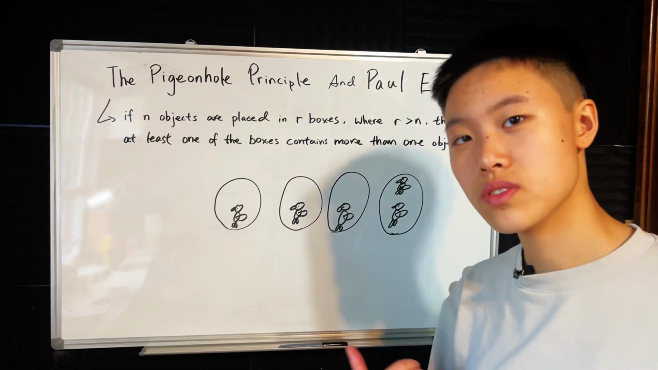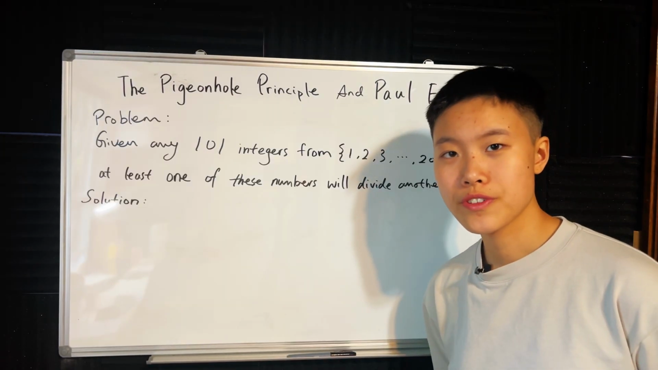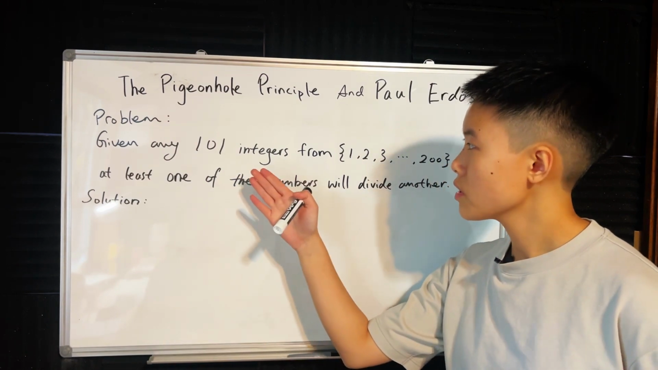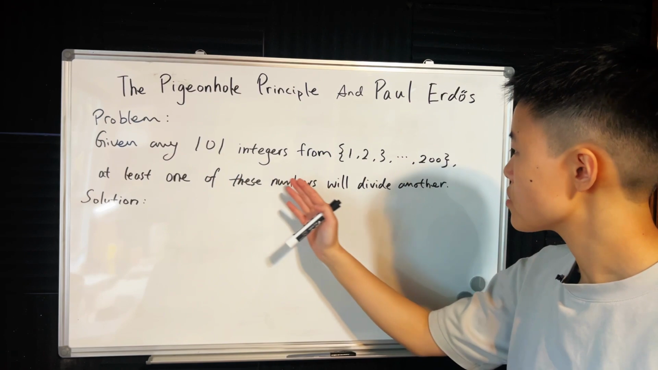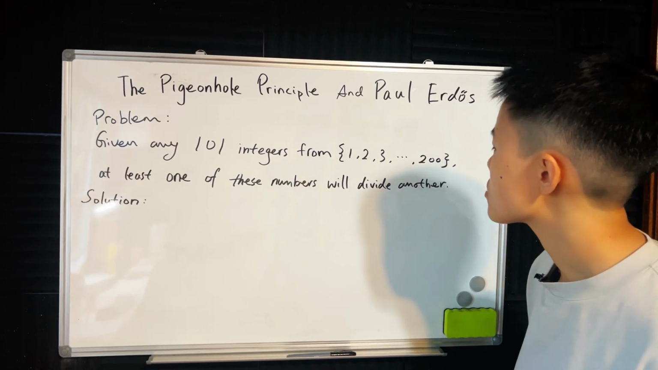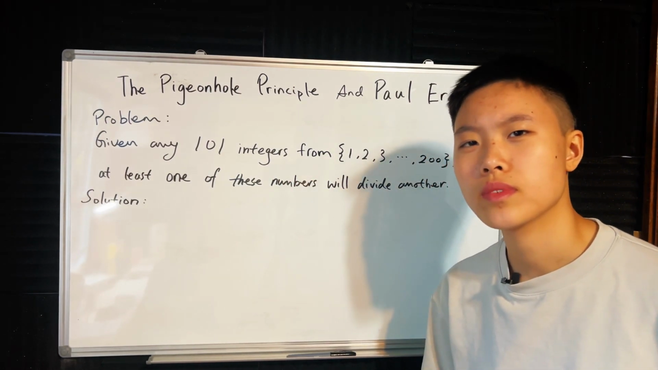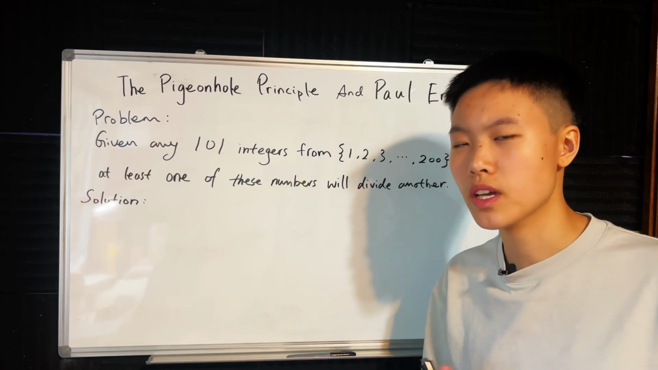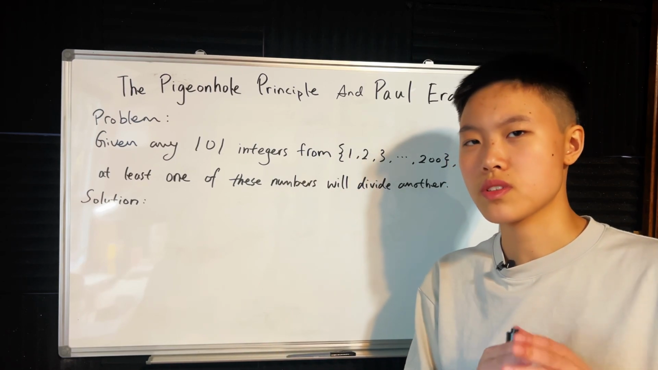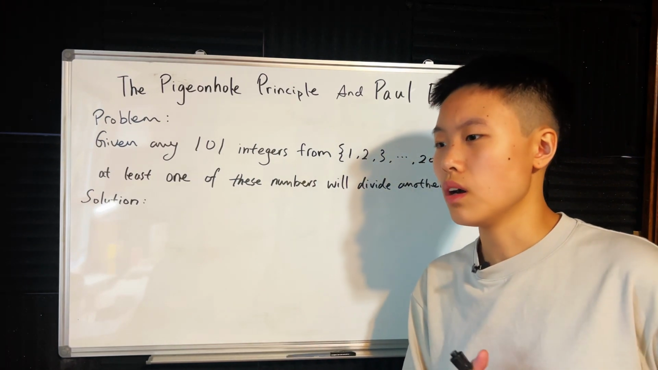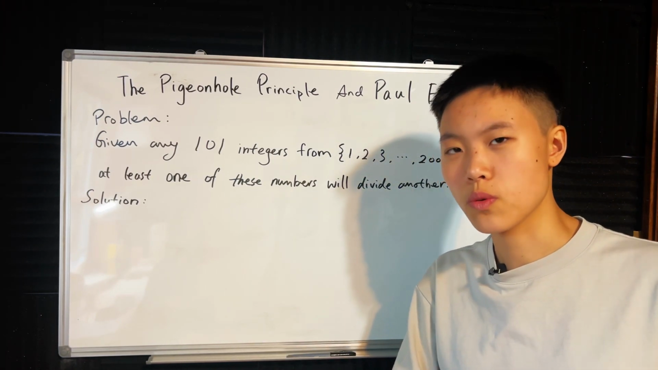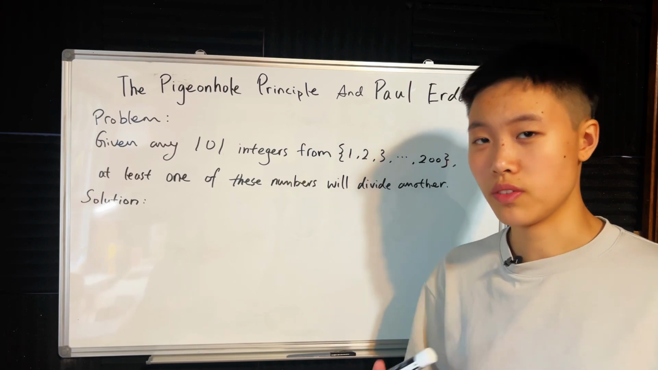And now let's jump into the problem. So this is a problem. It states, given any 101 integers from the set 1 to 200, at least one of these numbers will divide another. So basically it's saying that if you pick any combination of 101 numbers from 1 to 200, in those 101 numbers, you'll find a pair where one divides the other.